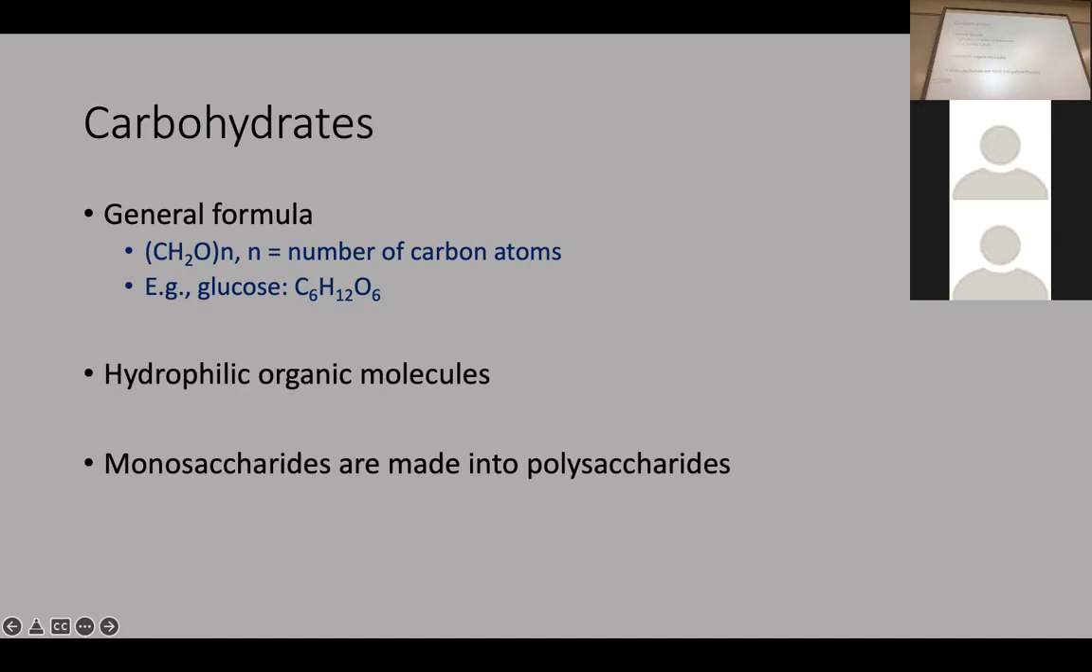Carbohydrates are pretty simple. They have C's, H's, and O's. So they only have carbon, hydrogen, and oxygen. They're not going to have any other element. And they generally are in this formula: 1 carbon for every 2 hydrogens, and then 1 oxygen. So for every 1 carbon and 1 oxygen, you have 2 hydrogens.